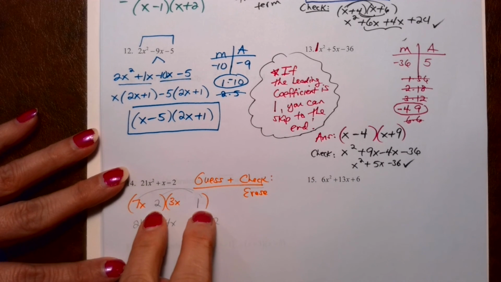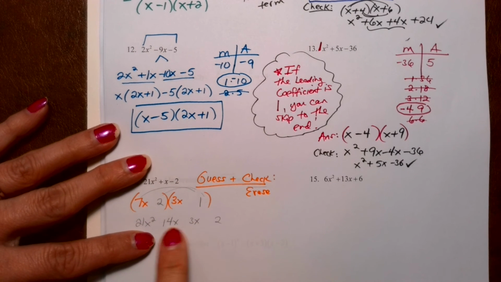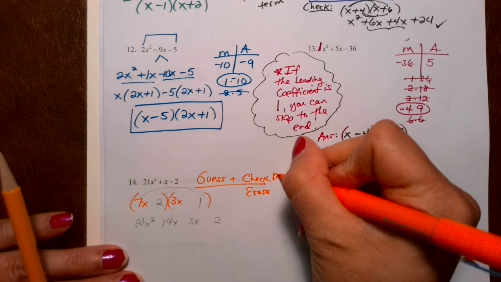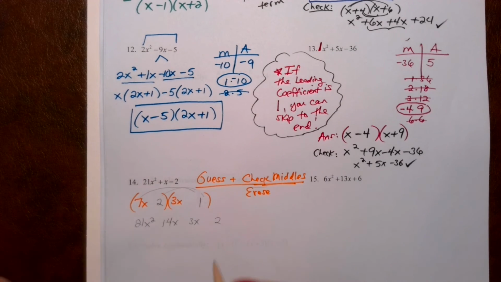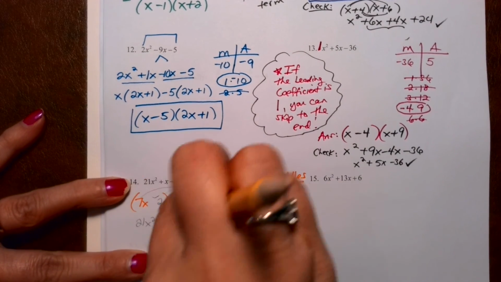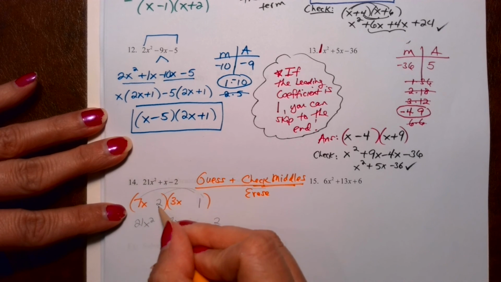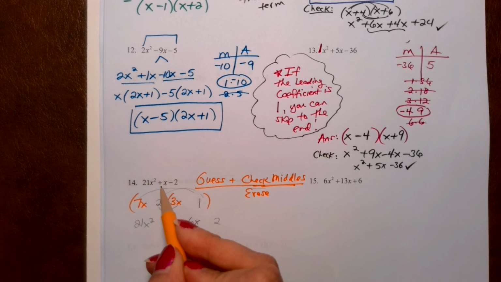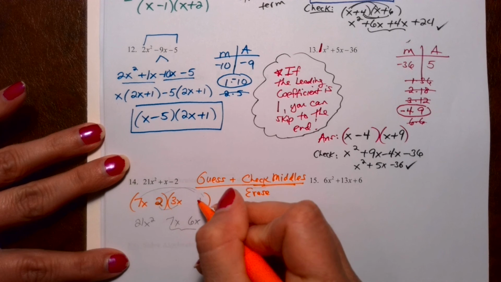Let's put the 2 here and the 1 here. Now, what changes? Not the firsts and not the lasts. So it's really the middles that we're checking. Guess and check the middles. It's the middles that you really, really have to check. So if I do that, let's erase this. My outers are now 7x, and my inners are now 6x. Is that going to somehow make a 1? I think we're getting closer, right? So I'm going to lock in the 2 and the 1.